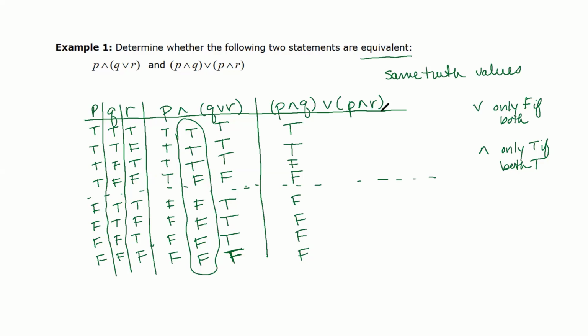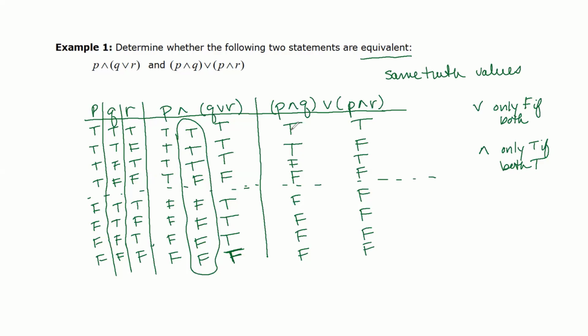Now we're going to do P and R. Same idea, but with the first and the third column. So true, true will be true. True, false will be false. True, true will be true. True, false will be false. False, true is false. False, false, false. False, true, false. False, false, false.